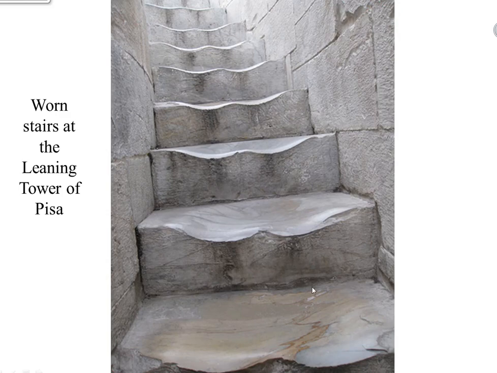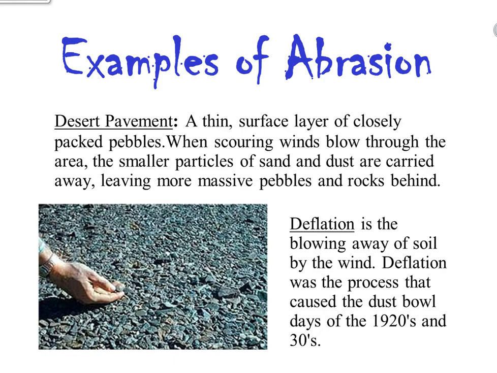The Leaning Tower of Pisa, you can see this staircase looks kind of like someone sat their butt in wet cement, but they didn't. Footsteps over hundreds of years wore down the material by rubbing. Desert pavement, the wind blew away the surface and slowly packs it down.